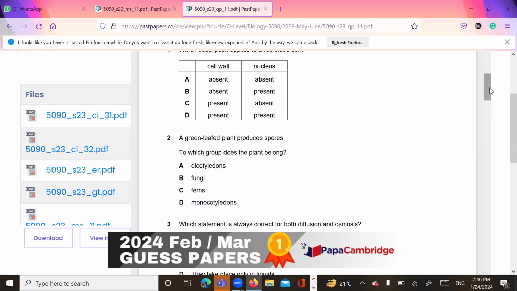The second question is that a green leaf plant produces spores. So to which group does this plant belong? Now we know that fungi doesn't belong to a plant group, so automatically B won't be the correct option. Dicotyledon and monocotyledon plants are plants with flowers and they do not have any linkage with the spores, so A and D would also be cancelled. The remaining option is option C, which is the correct option.